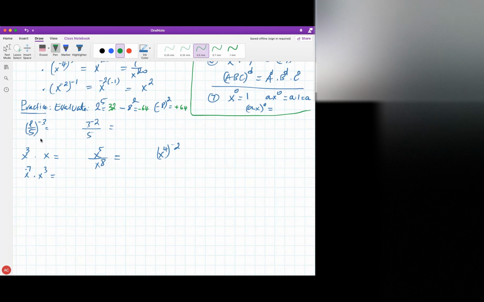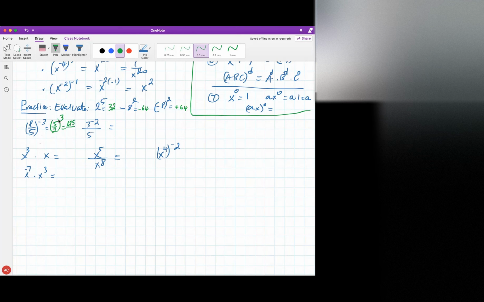You flip it, whatever. That's right. Flip. It's going to give you 25 over 4. That's right. Flip it. The power becomes positive. And then 5 to the third and 2 to the third. Oh no, sorry, I thought it was 5 to the second. It's the third.